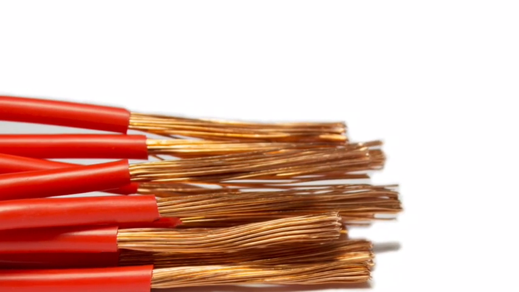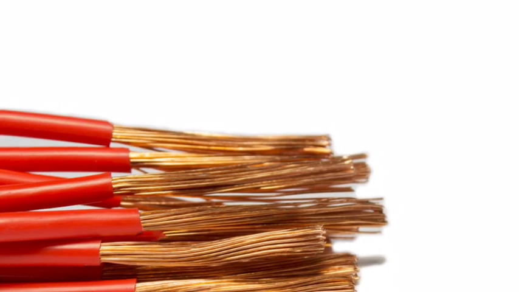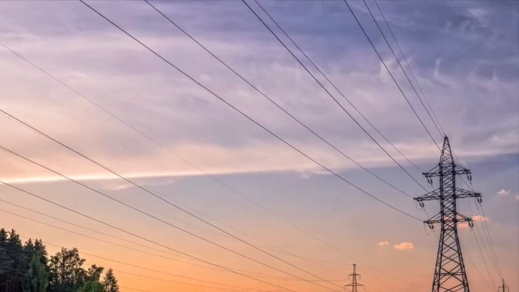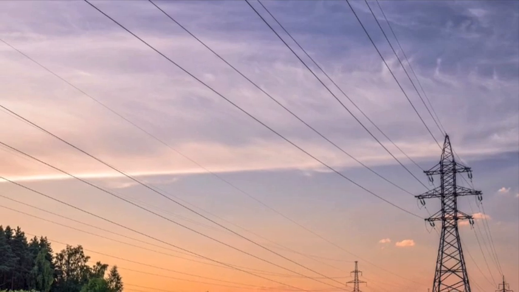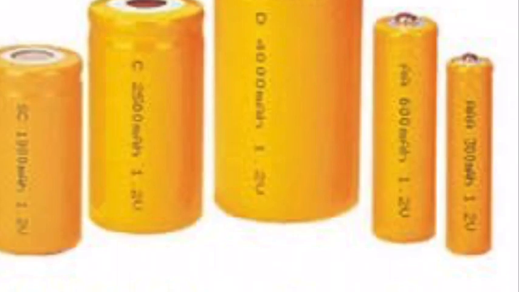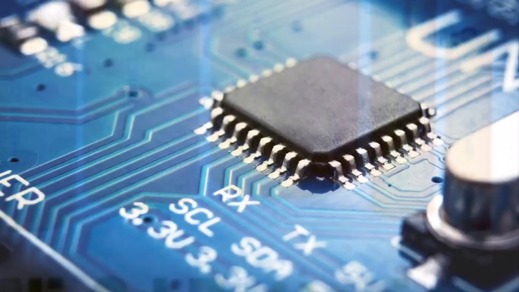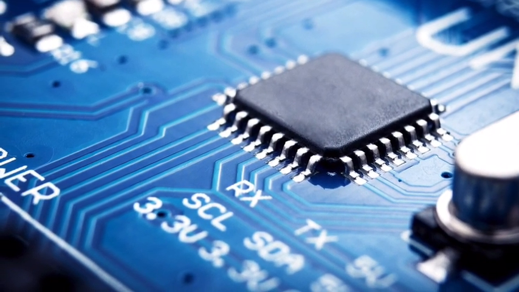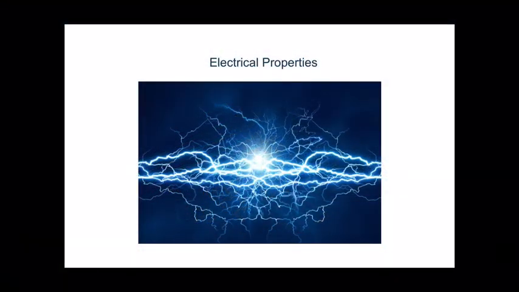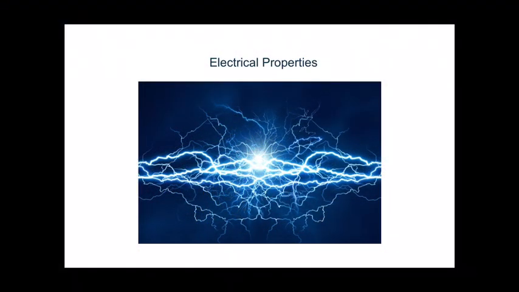The applications of the electrical properties of solids are numerous. Copper and aluminium are the most commonly used metals in electrical wires. Nickel is another metal used in making batteries. Semiconductors are other types of substances which have numerous applications. Today's discussion is about electrical properties of solids.